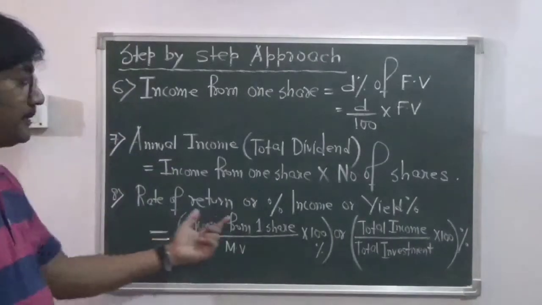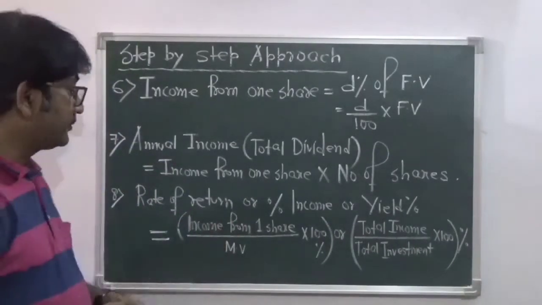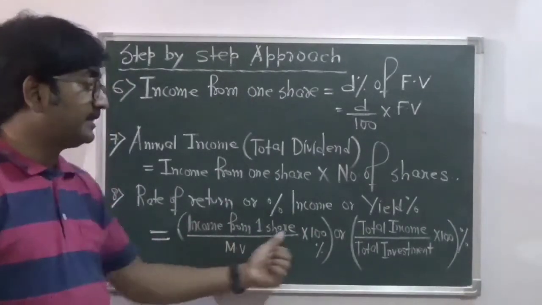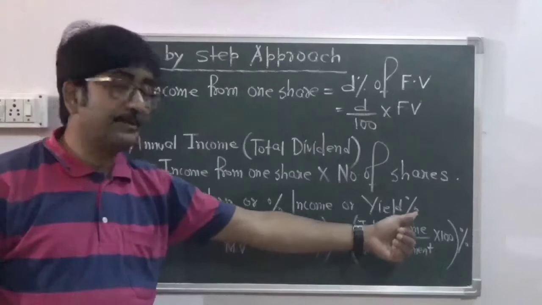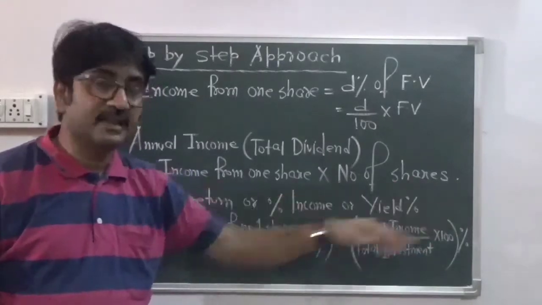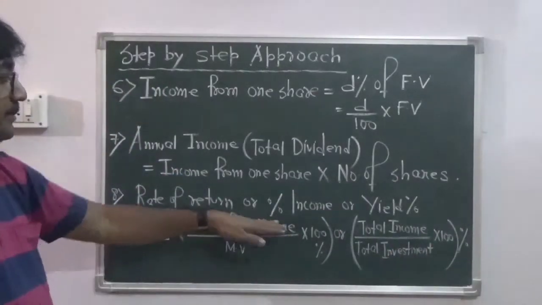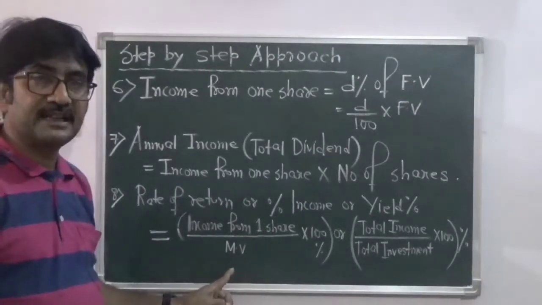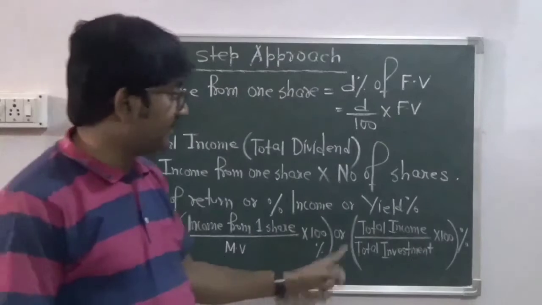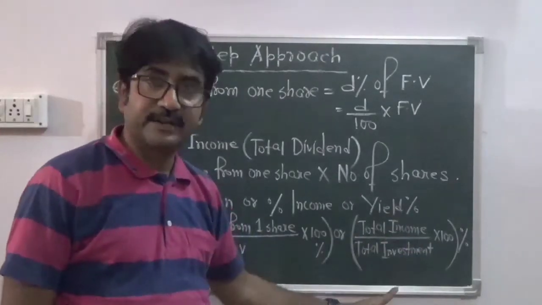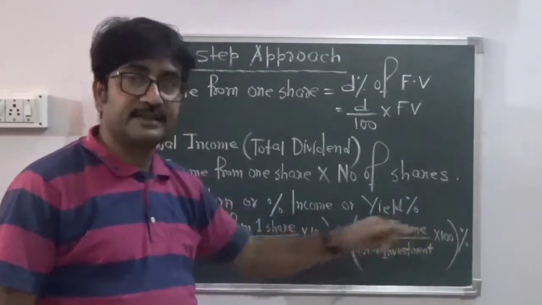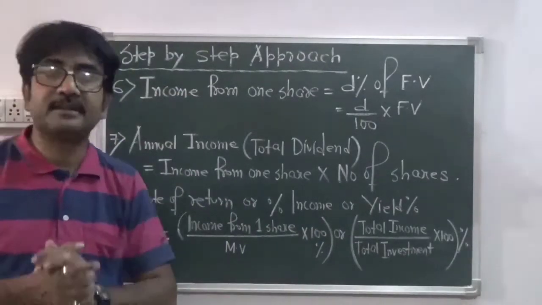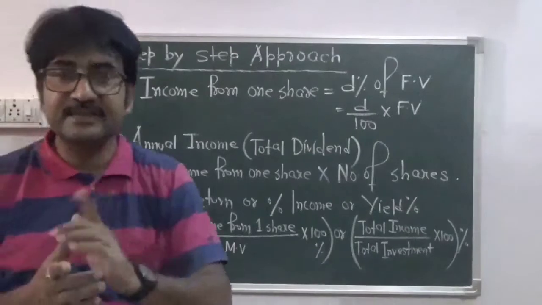So the rate of return, you have to find the total income divided by the total investment multiplied by 100, that is a percentage. So the rate of return or the percentage income is income from one share divided by the market value into 100, or total income by total investment into 100. So this is the step-by-step approach of solving the problems based on shares and dividend.